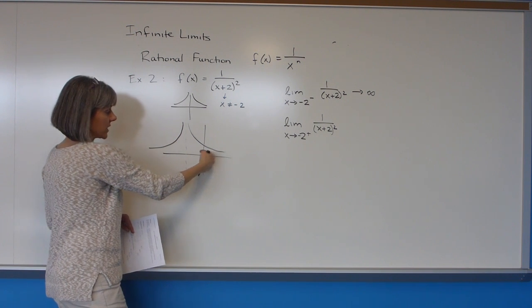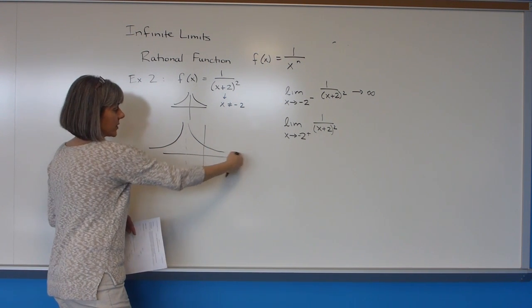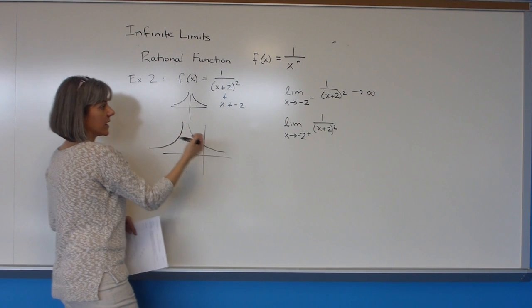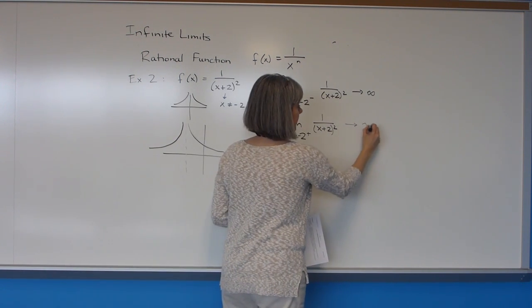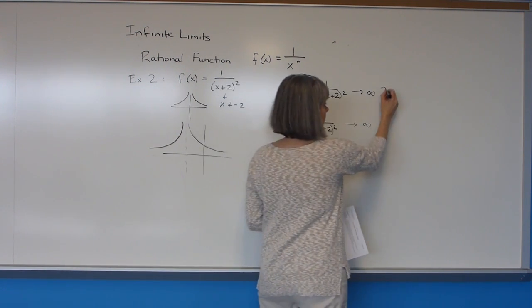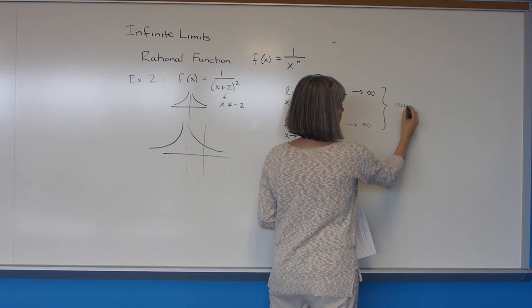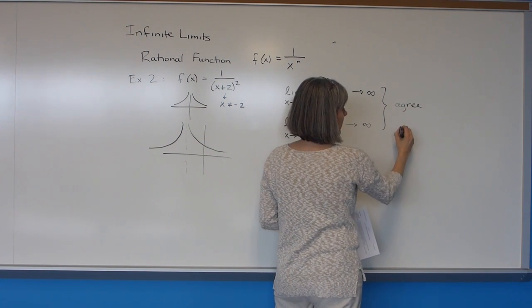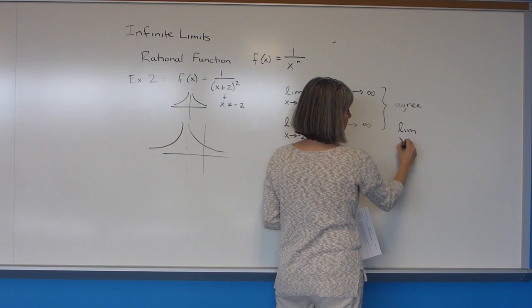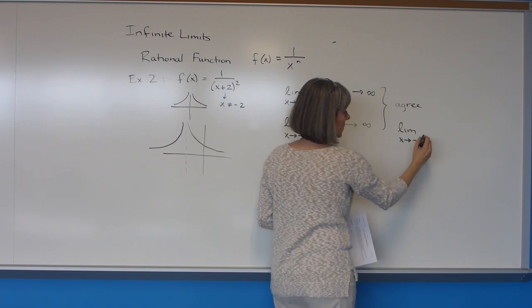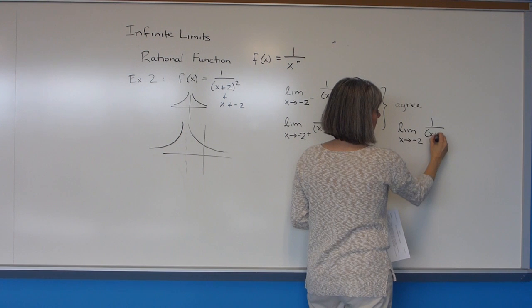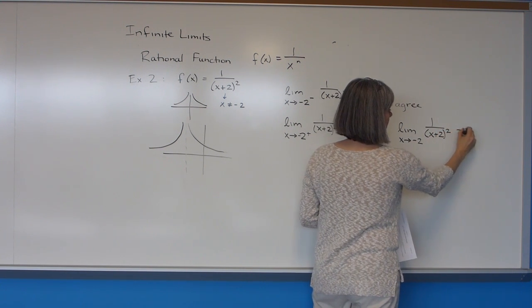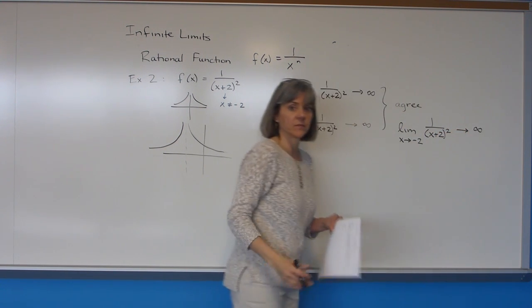I can do the same thing from the right side. As x is approaching negative 2 from the right, I'm going to track the curve and see where it goes, and it also goes to infinity. So because these agree, that means that I can say that my limit as x approaches negative 2 of 1 over x plus 2 quantity squared goes to infinity.